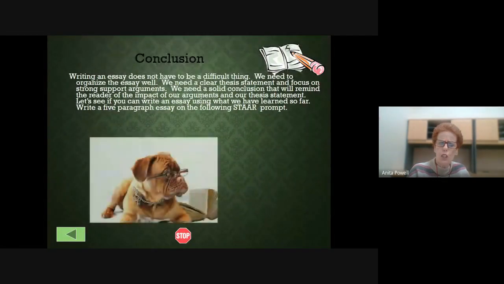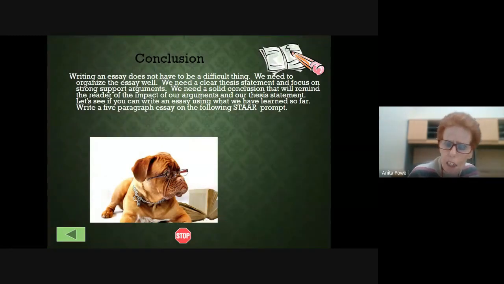So, in conclusion, writing an essay does not have to be a difficult thing. We need to organize the essay well. We need a clear thesis statement and focus on strong support arguments. We need a solid conclusion that will remind the reader of the impact of our arguments and our thesis statement.